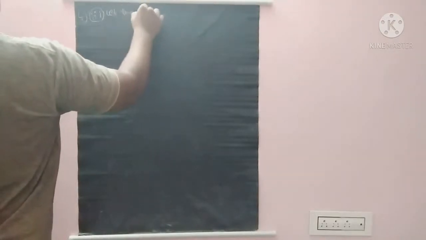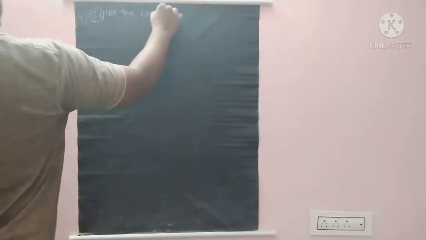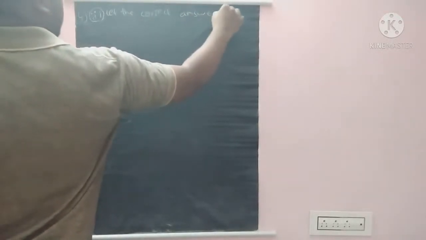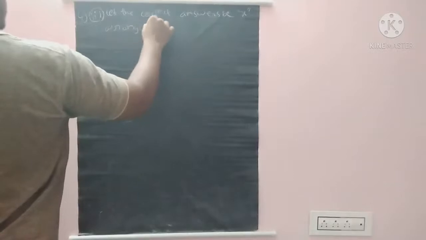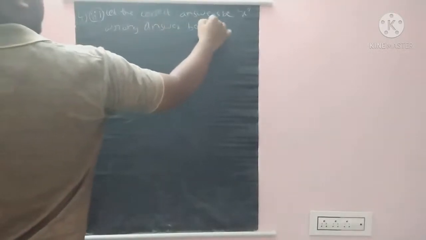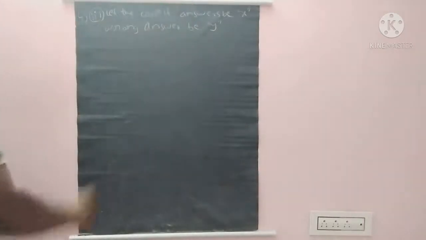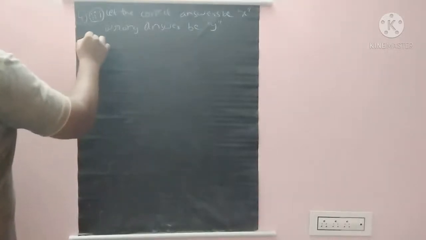So let the number of correct answers be x and wrong answers be y. So the total number of questions is x plus y. Here there is no case of leaving a question; definitely he should attempt. That is the case here. So the total questions will be x plus y. So now case 1. What is the case?